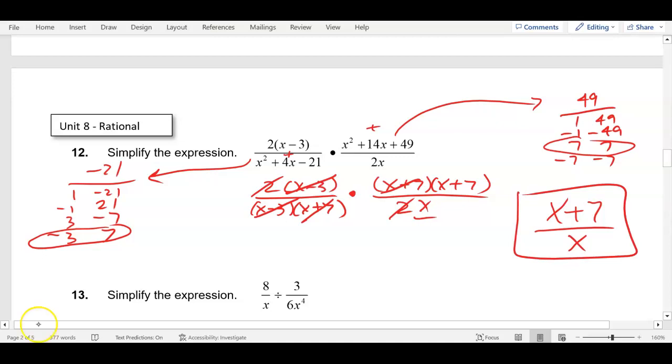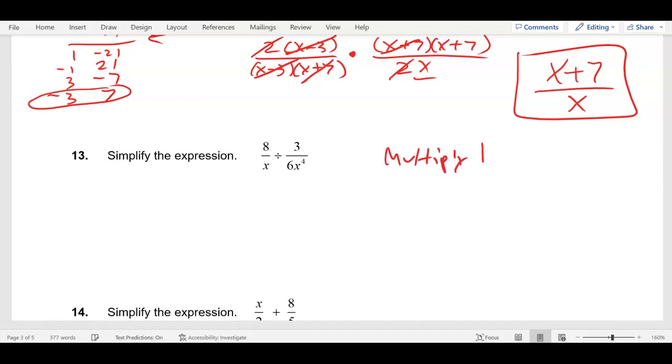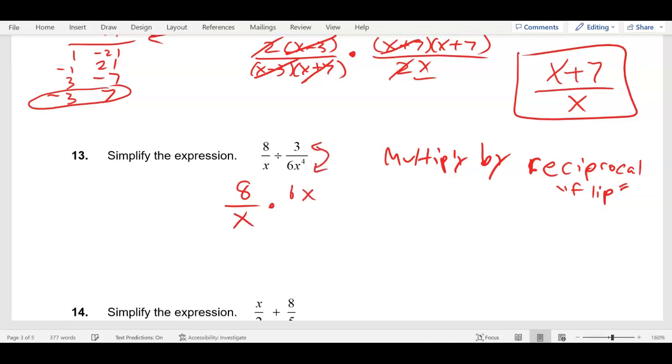All right. For 13, it says dividing. So remember, dividing is the same thing as multiply by the reciprocal, which is the flip version of the second fraction. So 8 over x times, flip it over, 6x to the 4th over 3.